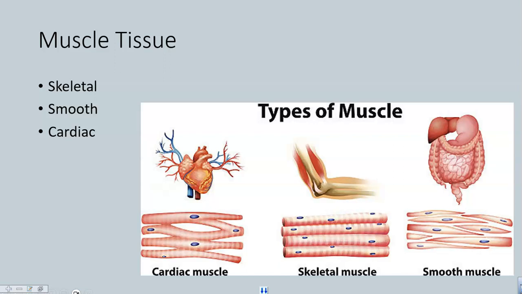All right, our next main tissue type is muscle tissue, and there are three types of muscle tissue, and we're going to look at each one. I've got a cartoon picture here for you, and I put one in your notes. So we've got skeletal muscle, smooth muscle, and cardiac muscle. You can see through these pictures, they're a little bit different from each one.